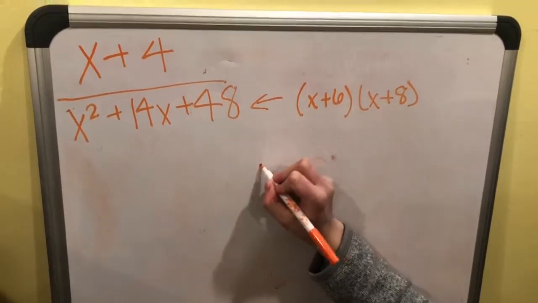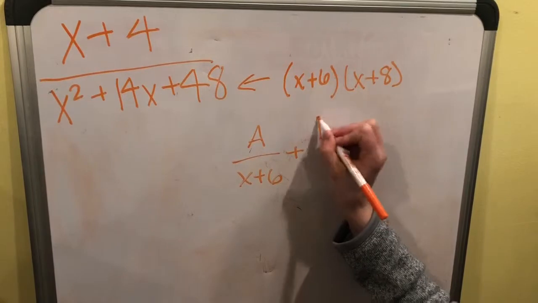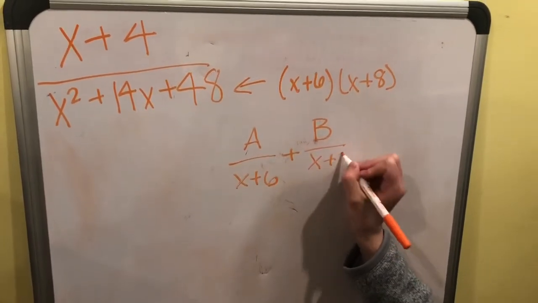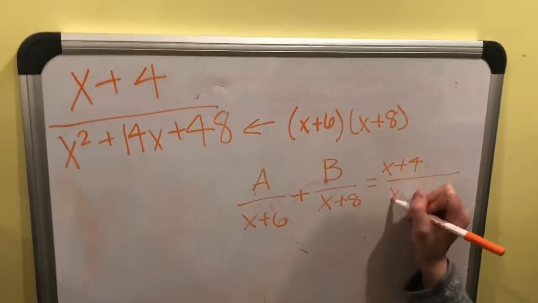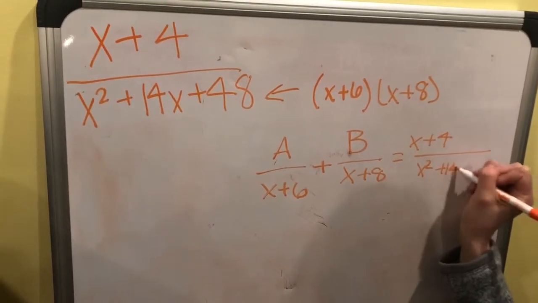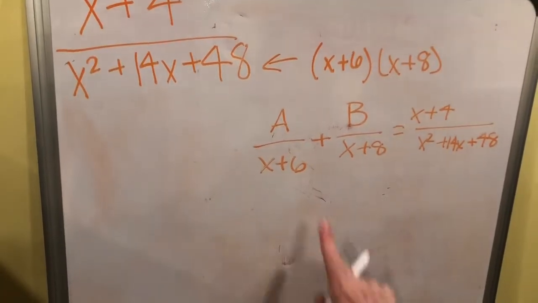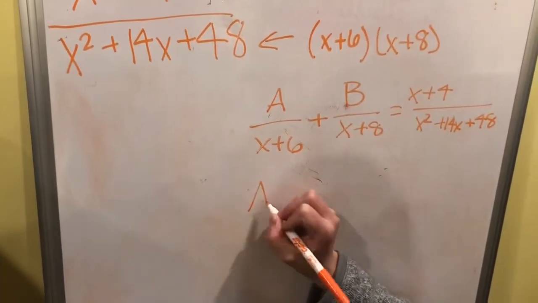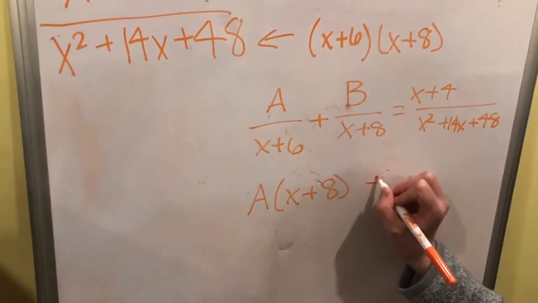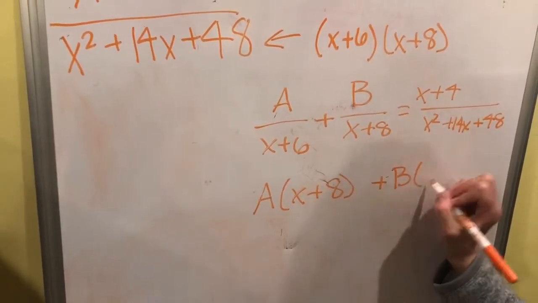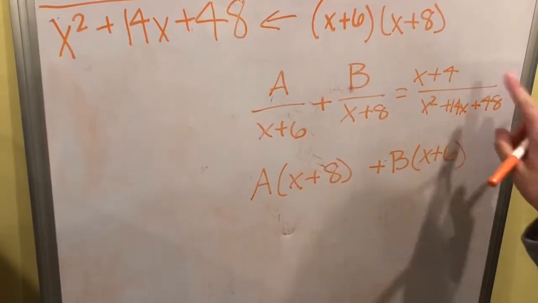Then you put A over x plus 6 plus B over x plus 8 equals x plus 4 over x squared plus 14x plus 48. Then, to get common denominators for these two, you multiply A by x plus 8, and then you add B times x plus 6, and you set that equal to x plus 4.